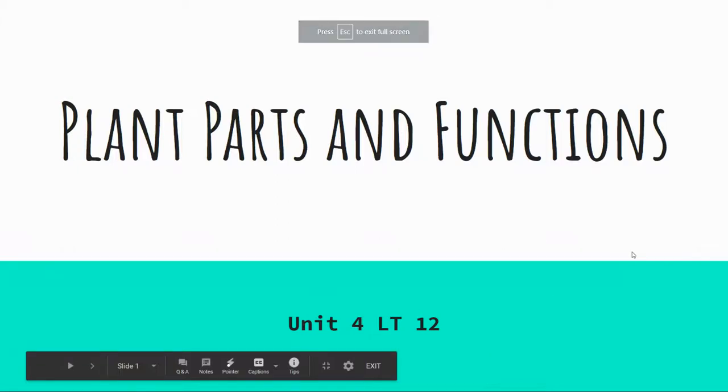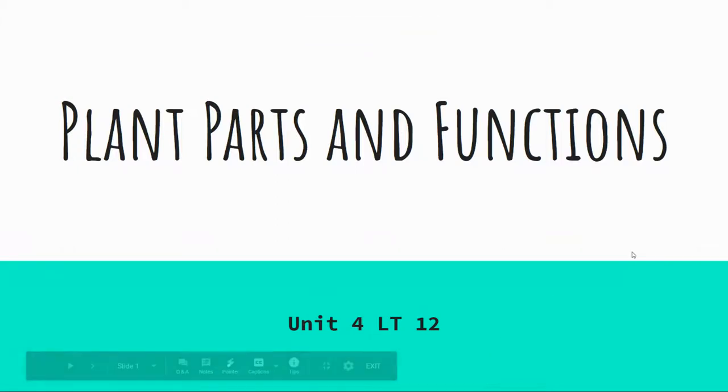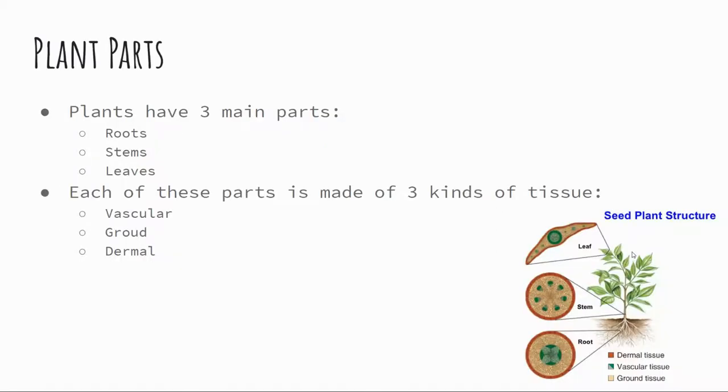All right, so we're going to move on to learning target 12 in Unit 4, which is going to deal with plant parts and functions. So plants can be categorized into three main parts. You have roots, stems, and leaves. And each of these parts is made of three kinds of tissues: your vascular tissue, ground tissue, and dermal tissue.